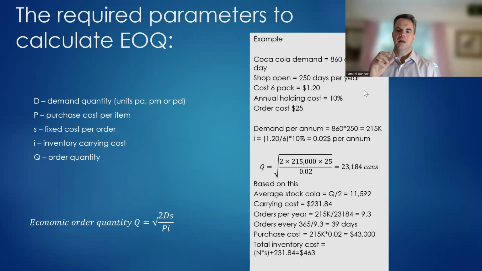In this particular example, to get my EOQ, I have to understand what is my demand per year, and that becomes my D. In this instance, it's 860 cans times 250 days a year that my shop is open. So my demand is 215,000 units. Now I also began to calculate my I, which is my inventory carrying costs. Here I've just tried to find out my cost per can. So I just did 1.20 divided by 6 cans. And I multiplied that by my 10% holding costs. And that's giving me around 2 cents per can to hold that in stock.